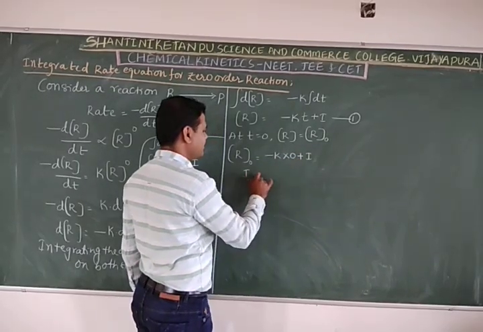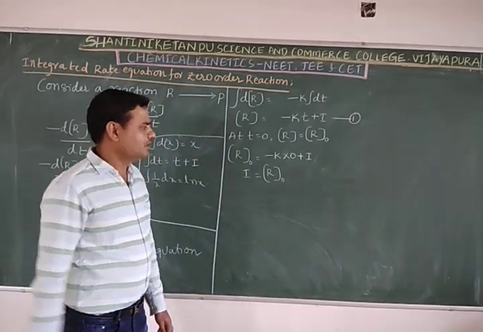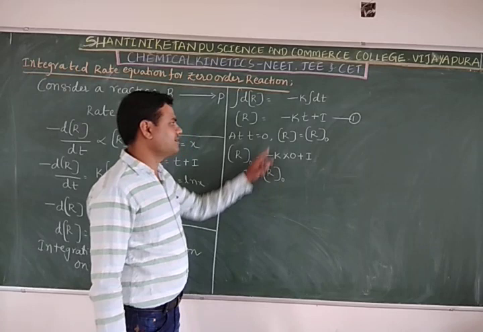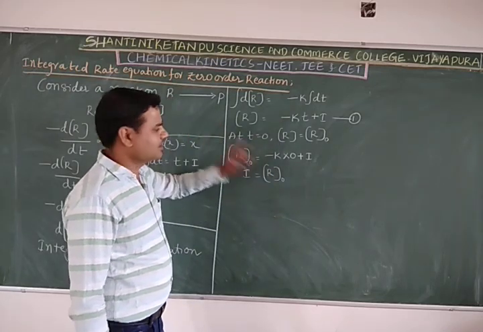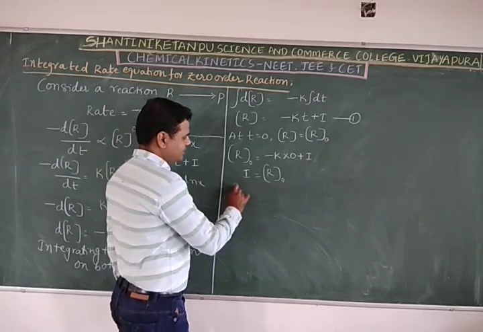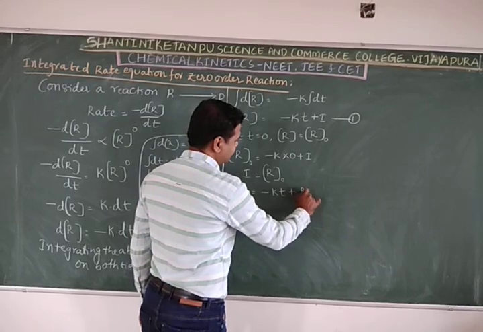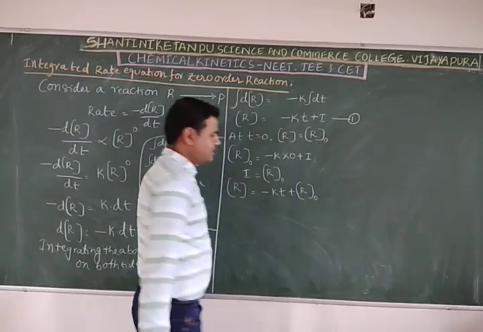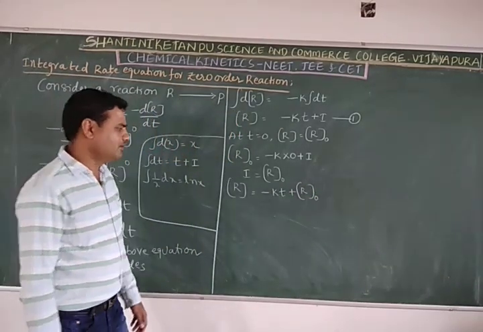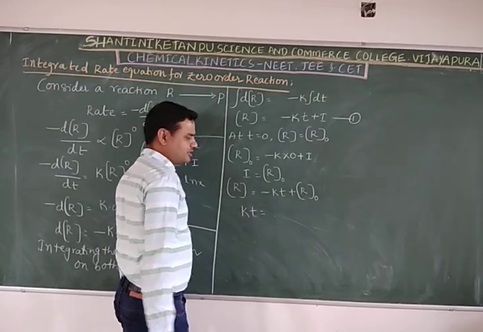Now I is equal to what? You will get R naught. Now this I value is again substituted in equation number 1. Therefore R is equal to minus k into t plus R naught. Now rearranging this equation, it becomes kt is equal to what?